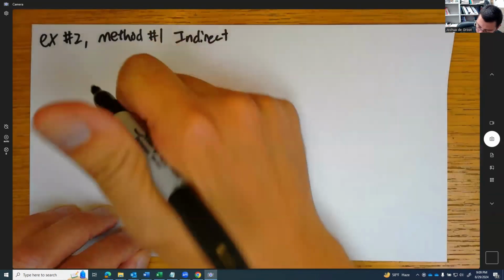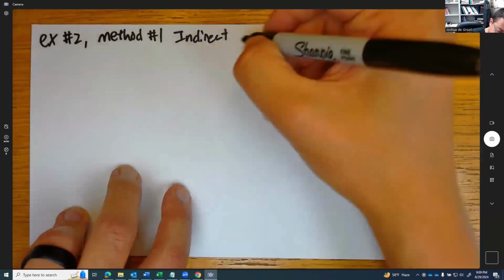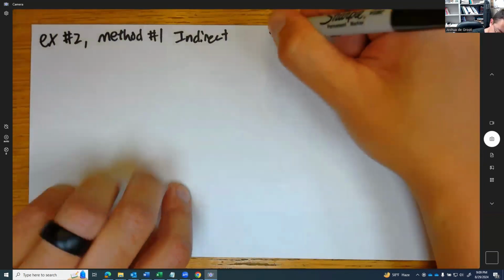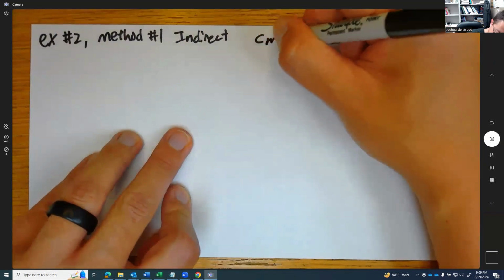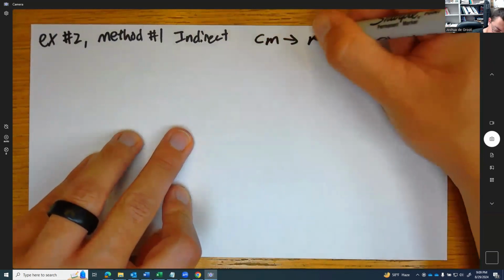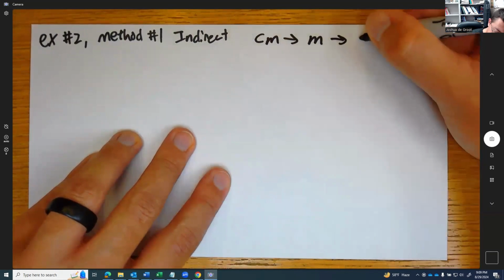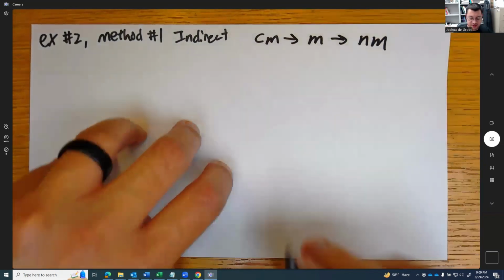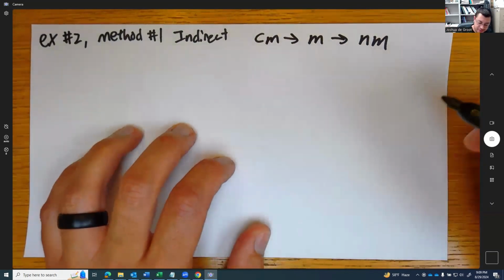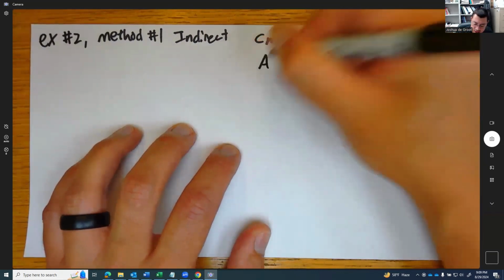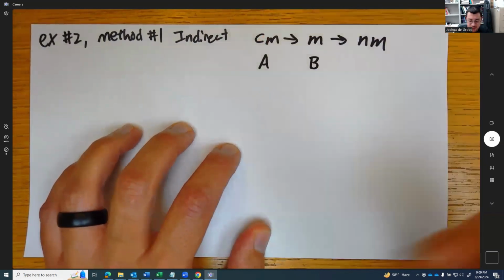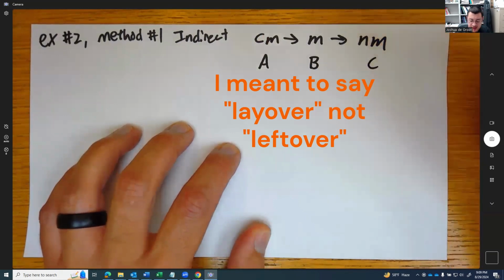Let's go. So we're going to have this unit plan. We're going to go from centimeters to the base unit of meters, and then from there we're going to go to nanometers. Okay. This is airport A. This is airport B, where we have our leftover. Then we finally end up in C.